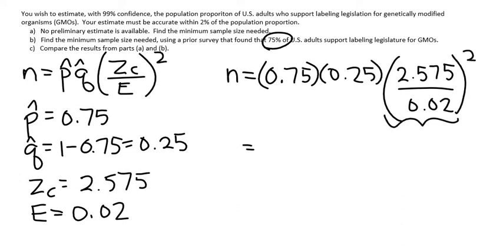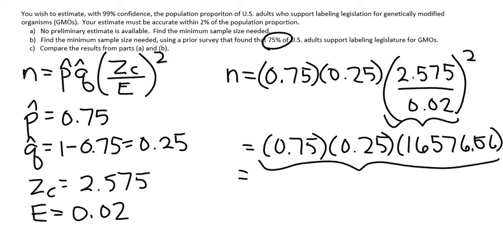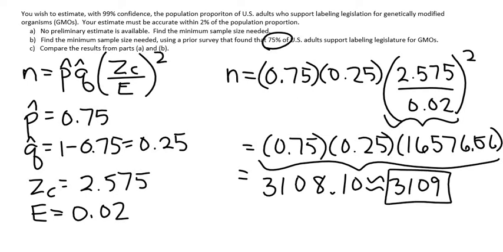In the previous part, I went ahead and did that calculation, so I still have that. And that number is again 16576.56. When I multiply these numbers together, I find 3108.10, which is approximately equal to 3109. So the minimum sample size needed in part B is 3,109. Let's look at part C.